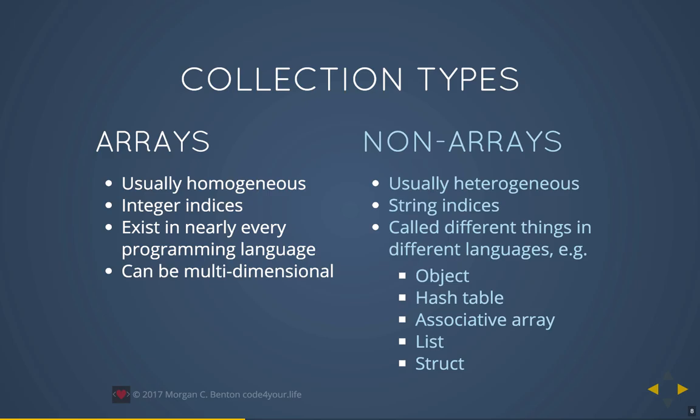On the other hand, non-array collection types are usually heterogeneous, like that student example you saw before. They have string indices which describe each element, and they're called different things in different languages, so sometimes it's an object or a hash table, associative array, list, struct, etc. Like I said, we're not going to go too deeply into these right now, but we will cover them in a future video.